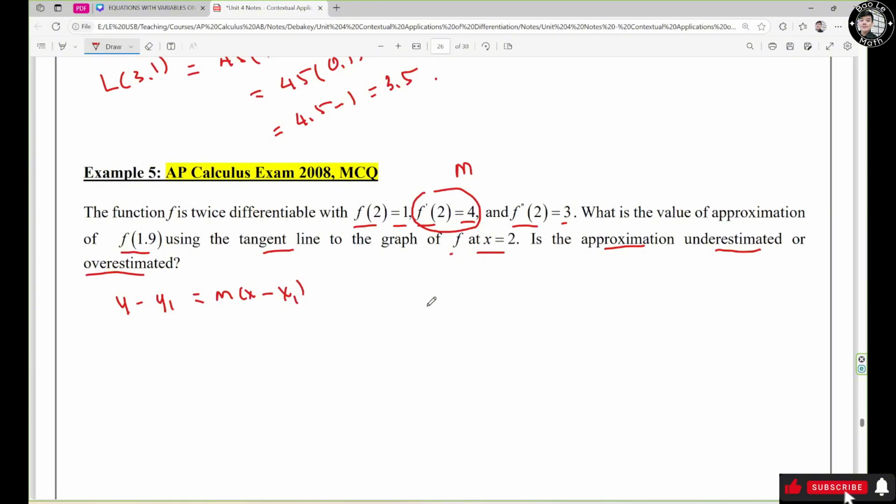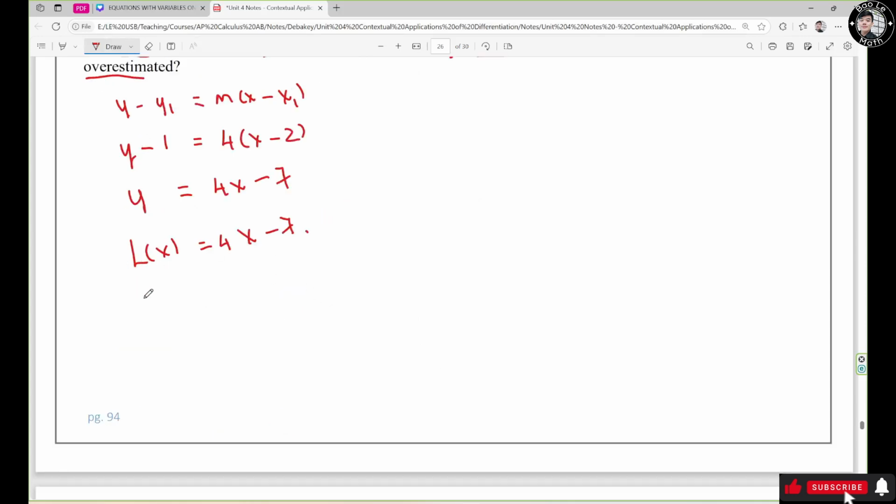So this one is the slope. Now the coordinate point x1, y1 is given right here. So I have the equation y minus y1, which means 1, equals 4 times s minus 2. So I need to convert this one to slope intercept form. So y equals 4s minus 8 plus 1, which is minus 7, or L of s equals 4s minus 7. Now I need to substitute 1.9 for s. So I have L of 1.9 equals 4 times 1.9 subtract 7. So 4 times 1.9 is going to be 7.6, subtract 7 is going to be 0.6. So L of 1.9 is 0.6.